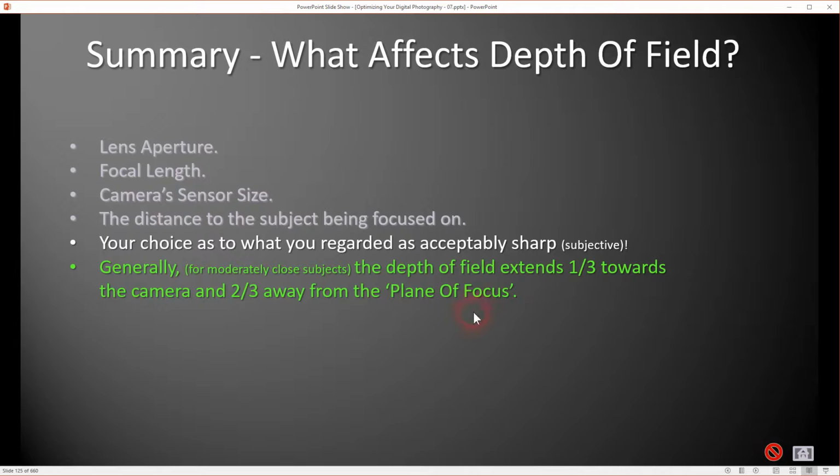So hopefully you can now understand what depth of field is all about.